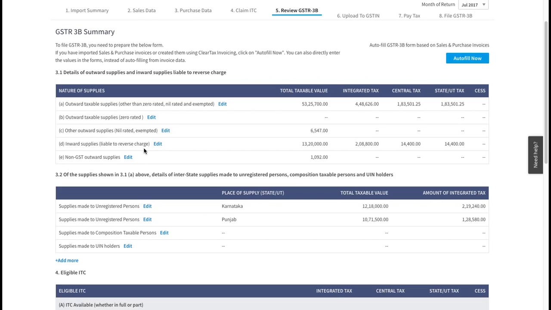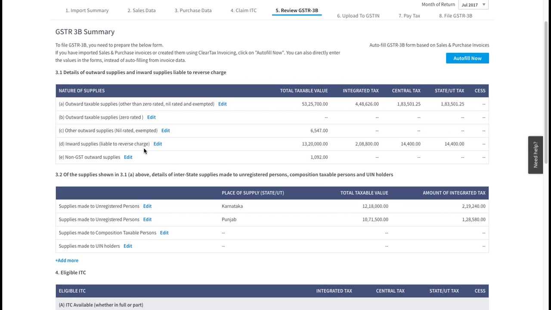Details of interstate outward supplies to unregistered, composite dealer or UIN holder. For interstate supplies or sales which have already been mentioned under outward supplies other than zero rated, nil rated, and exempted supplies, out of which supplies or sales have been made to unregistered persons, composition taxable persons, and holders of UIN, a business needs to mention place of supply, taxable value, and the IGST amount for each.